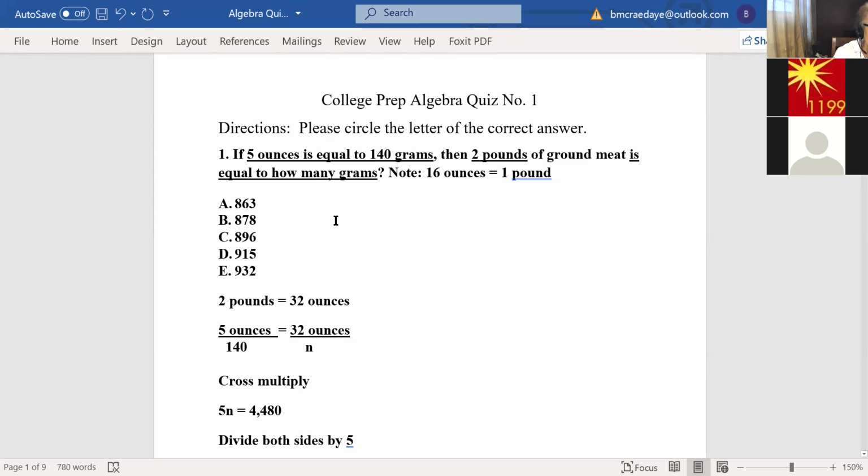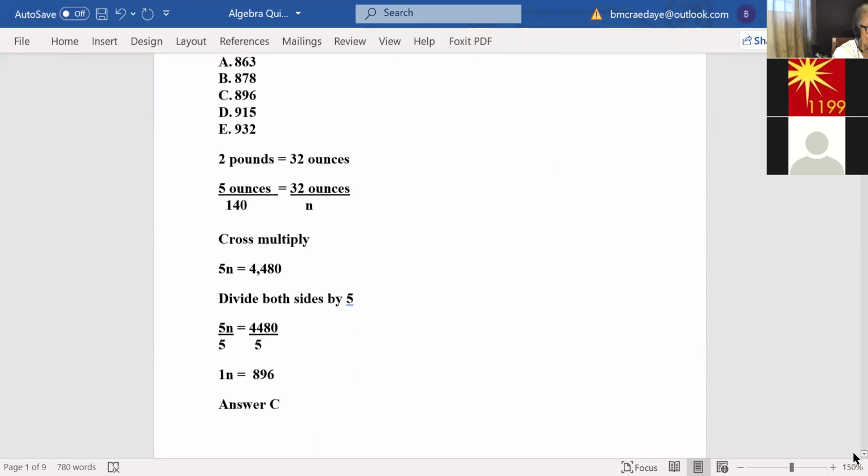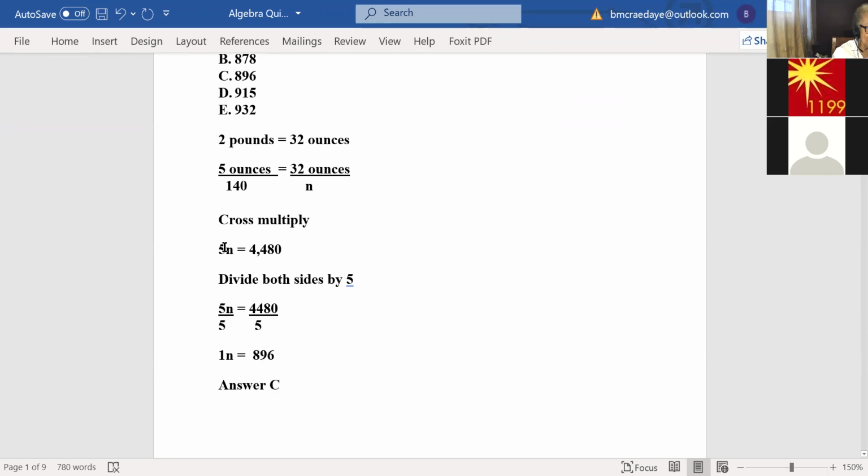So one ratio is 5 ounces over 140. The other ratio is 32 ounces over an unknown number of grams, and we're just calling it N. All right. Cross multiply: 5 times N, 5N; 32 times 140 is 4,480. Now we have a multiplication. So to solve for N, we do the opposite, because remember, multiplication can be side by side. 5N means 5 times N.